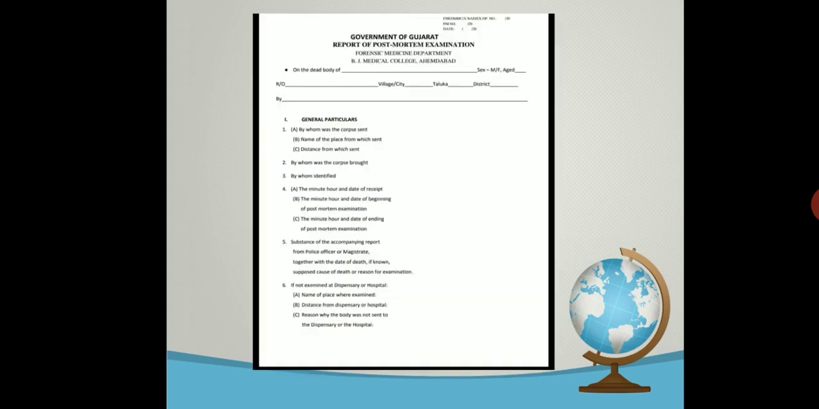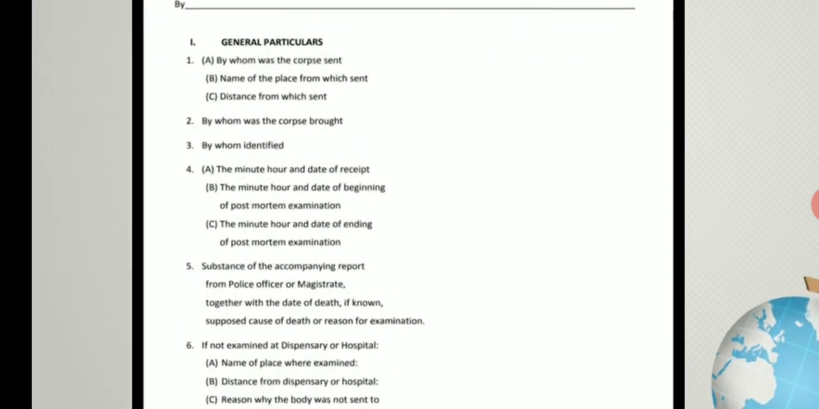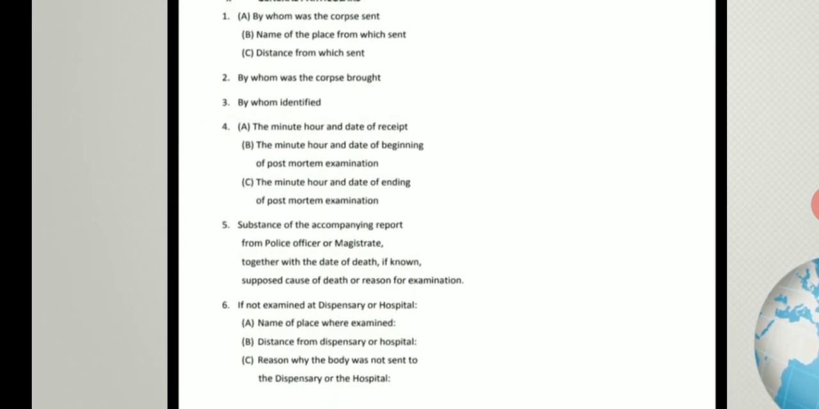So this is a specimen sample in which you have to write down the deceased's name, age, and all those things. See, in column number 5, there is the substance of the accompanying report from the police officer or magistrate. In that column you have to write down as per the police papers. Column number 6 is for if you have done the postmortem examination at the scene of crime, not at the hospital. You have to mention it in that column, and if you have done the postmortem examination at your place, then you have to write not applicable.